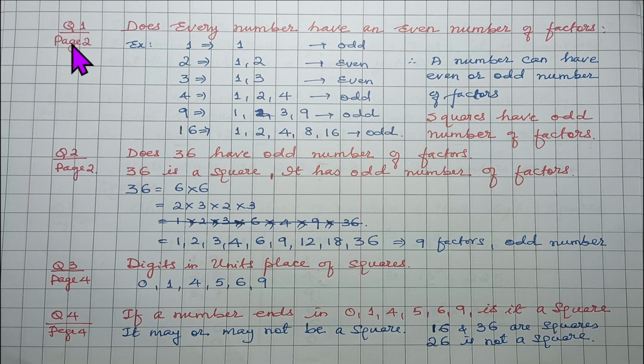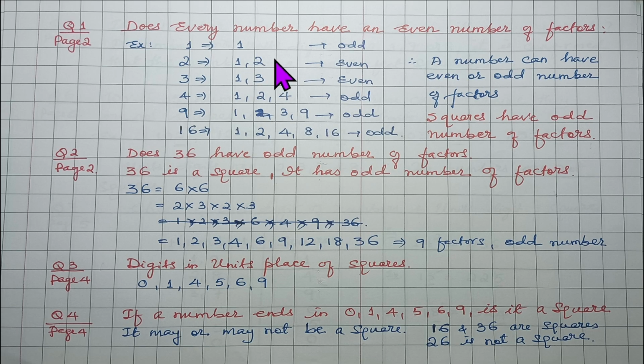Now, question 1, page 2. Does every number have an even number of factors? Now let us understand this. 1 has only one factor, 2 has two factors, 1 and 2, 3 has two factors, 1 and 3, 4 has three factors, 1, 2, 4, 9 has 3 factors, 1, 3 and 9, and 16 has 1, 2, 4, 8, 16, which is 5 factors.